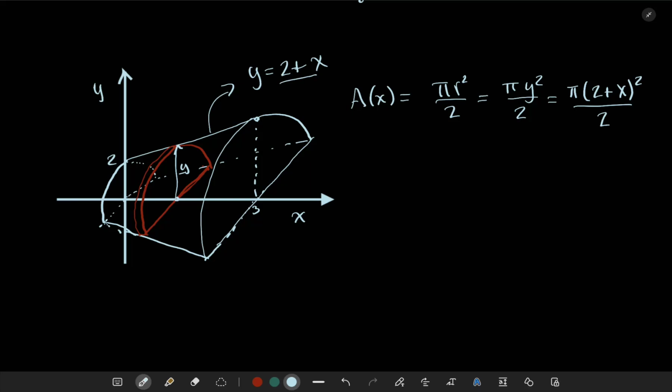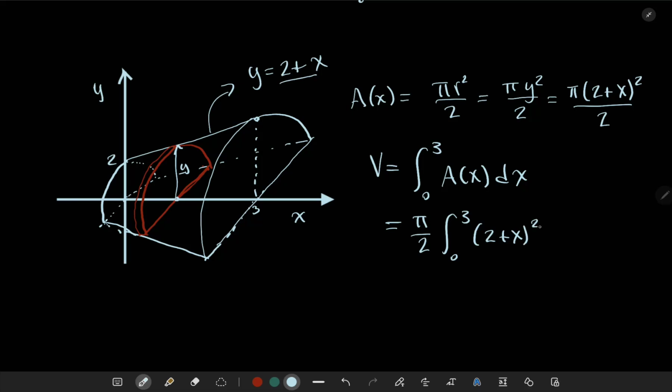All right, so now the volume, as we said, is going to be the integral from 0 to 3. Now that you have the area, you can do the integral of A of x dx, but A of x is nothing but this right here. So let's pull the pi over 2 out. That's just a constant. It's better to get it out of the way. And then the integral of (2 plus x) squared dx. Now here you could do a u substitution. u equals 2 plus x, du is dx. So this automatically, you can integrate it. It's going to be pi over 2 times (2 plus x) cubed over 3.